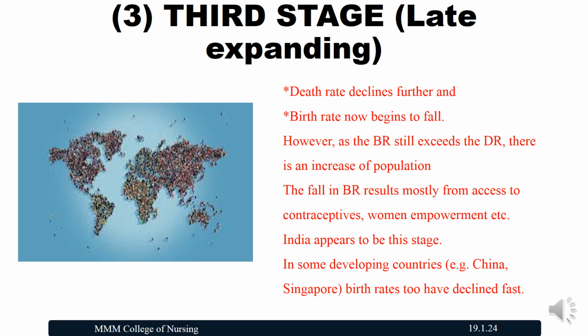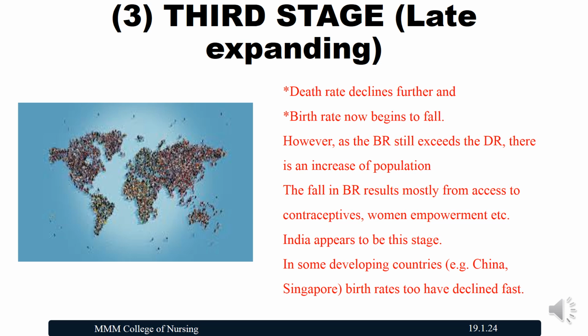Next, third stage, late expanding stage. In this stage, the death rate is declining further and the birth rate now begins to fall. However, the birth rate still exceeds the death rate. As the death rate declines, the birth rate also now begins to fall, but is still higher than the death rate. There is an increase of population.